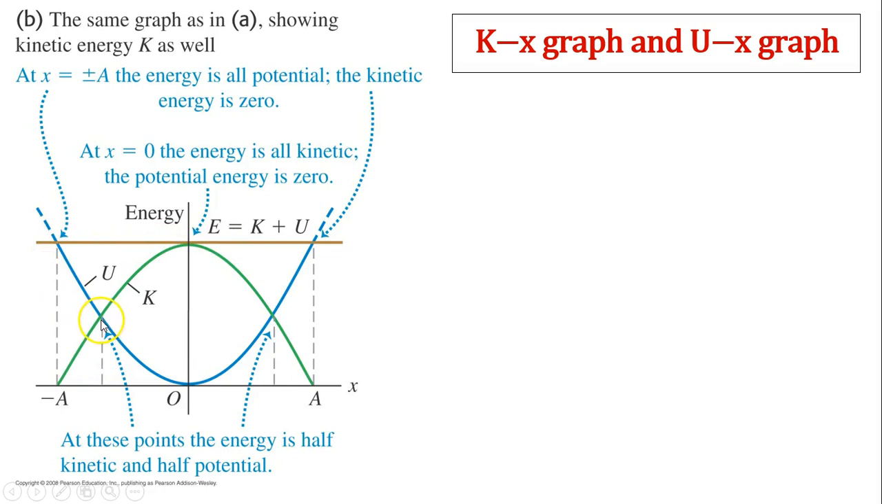So U and K added together equal E. At this point, the energy is half kinetic and half potential. This position, however, is not x equals 1/2 of A. It looks like it's more toward the end than in the middle.